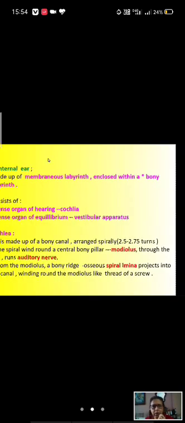Next, coming to the internal ear. The internal ear is called the labyrinth. The labyrinth is made up of membranous labyrinth. That is a membranous coil structure which is around a bony labyrinth. This remains enclosed within the bony labyrinth.